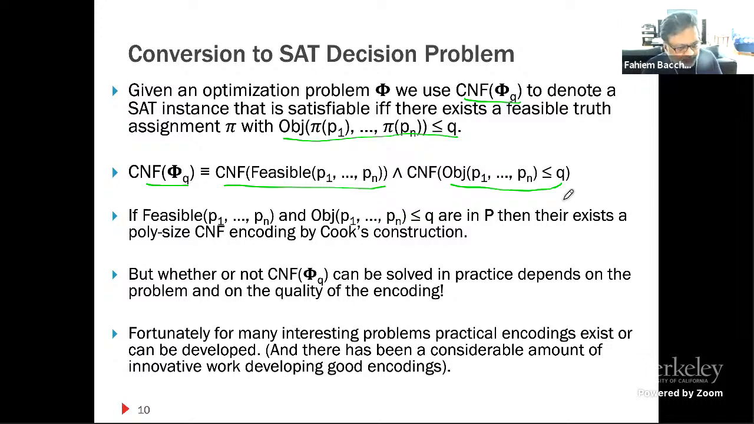And if the feasibility criteria and the objective function decision are both in P, then you can get a poly-sized CNF encoding. But whether or not that CNF encoding is actually useful in practice depends on the quality of the encoding. For some problems, it can be done. You can solve these formulas with a SAT solver. In other problems, it's not so hard. Fortunately, for many interesting problems, you can solve these CNFs, and therefore you can use SAT to solve optimization.